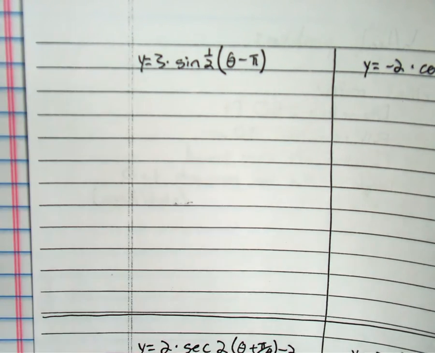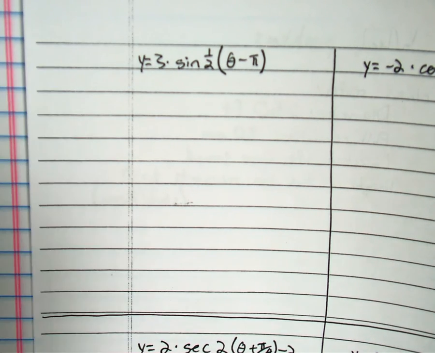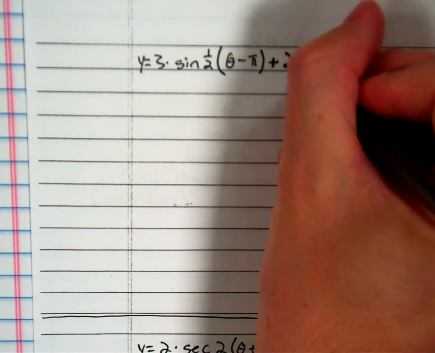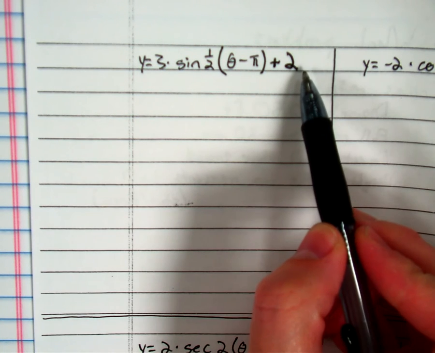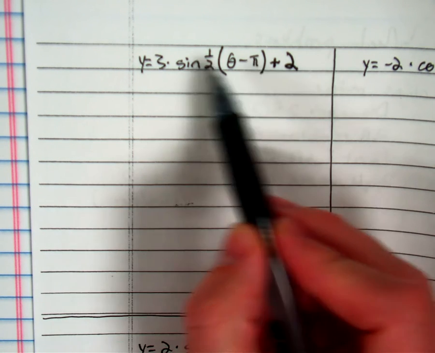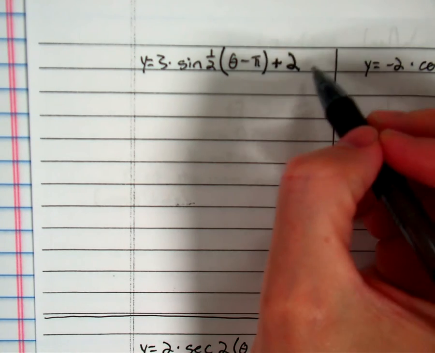Our first one we have is 3 times sine of 1/2 theta minus pi, and I'm going to add a plus 2. I just think we're ready for that, to have everything kind of going on all at once. After you've done a few of these, you can use, just in your mind, the vertical shift, the horizontal shift, and your amplitude to picture about where you need to be.